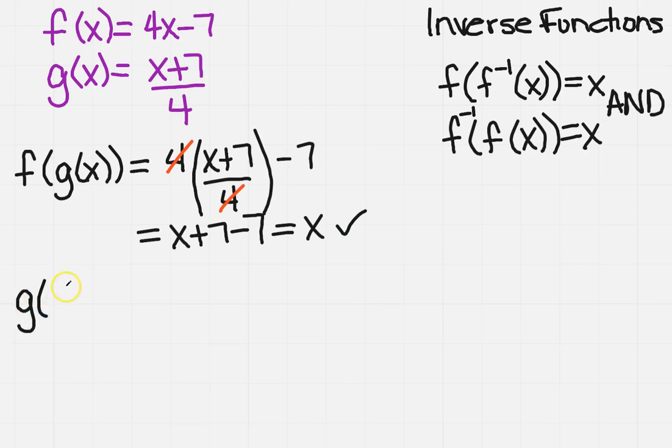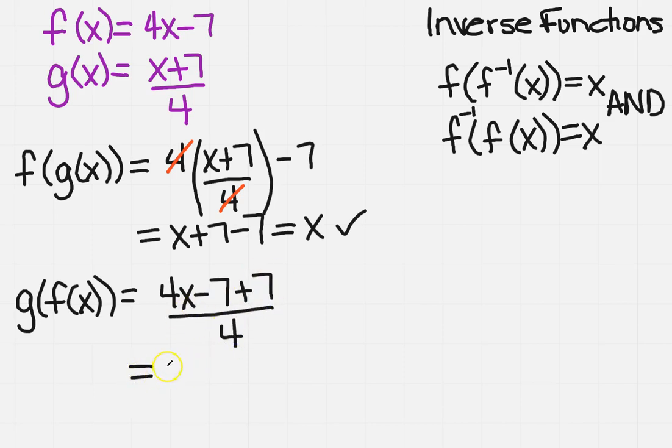Let's do g of f of x. So that means that everywhere in g that there was an x, now I'm going to put in f of x. So I'm going to have (4x minus 7 plus 7) over 4. So that's going to give me 4x over 4, which again, we know that anything over itself is 1, so that cancels. And all that I'm left with is x. So that's also true. So now I have an x and an x. So these two functions are inverses of one another.